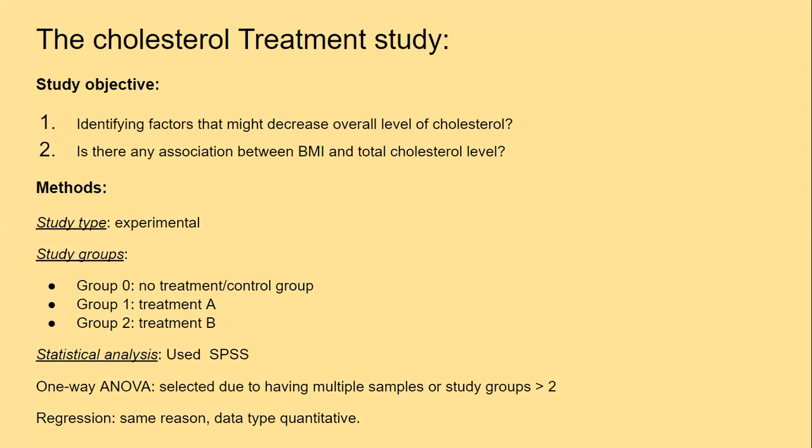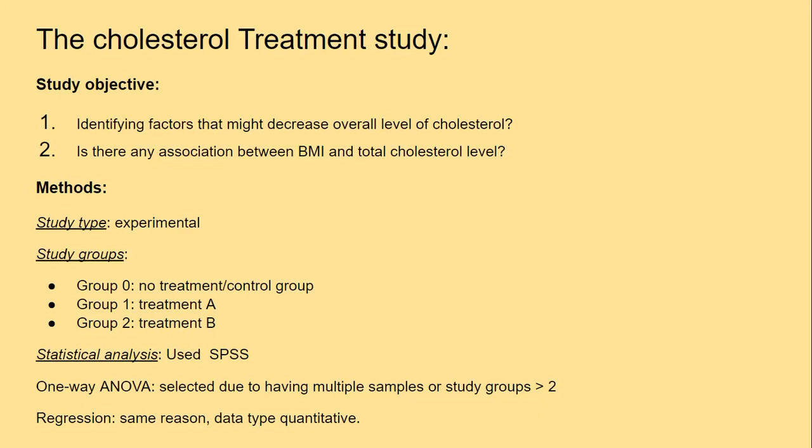Our methodology is this. The study type is an experimental study, and the study subjects were divided into three groups. The first group, labeled group 0, was the control group receiving no treatment. The second group, labeled group 1, received treatment A. The third group, labeled group 2, received treatment B.